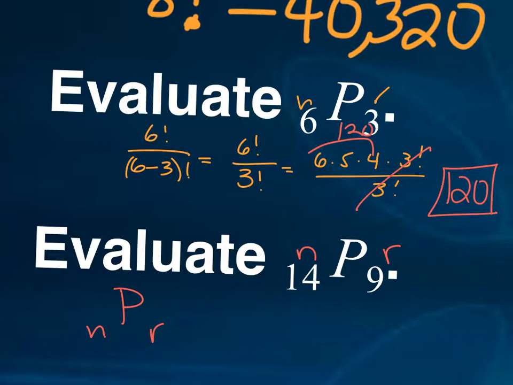So if it looks like that when you click it, then you put first the N. So first I would put the 14. Then I hit the nPr button, and then I hit the 9. I don't know if yours does it. If it doesn't have it, then you'll have to figure it out. Yeah, so you see it, right? Mine is above the 9.